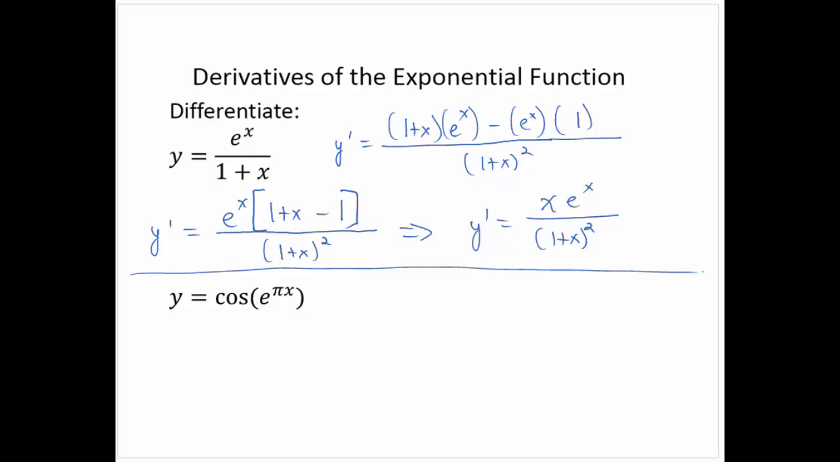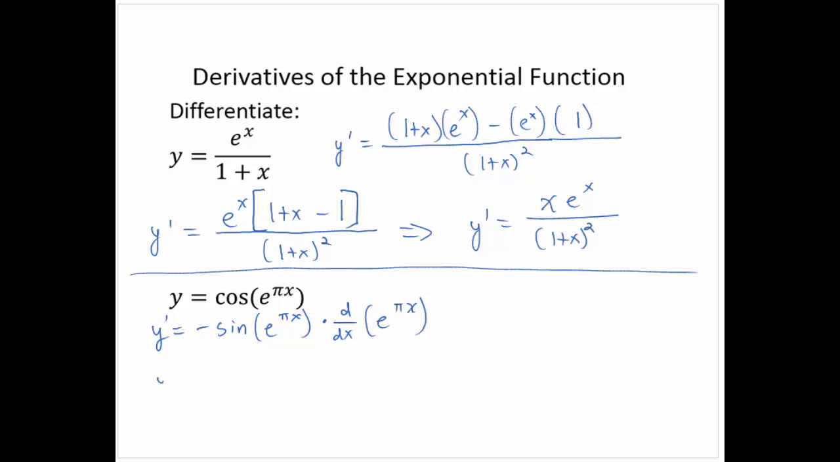And we are also asked to differentiate y equals cosine of e to the pi x. All right, so let's see. We've got to be careful here. I've got a composite function, and I have e to the pi x inside the cosine function. All right, so then y prime would be the derivative of cosine, so negative sine of the inside quantity times the derivative of the inside quantity.